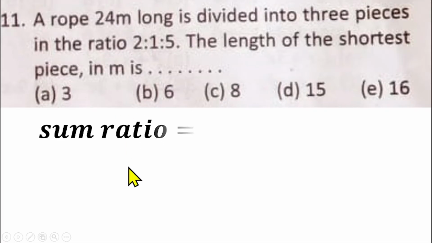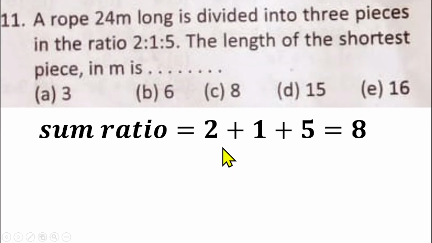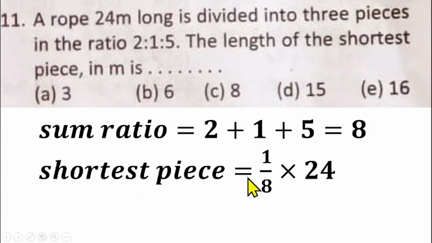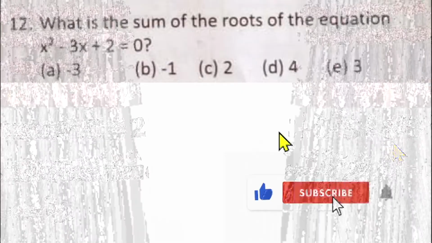The first thing to do is to add all the ratios together. That will be 2 plus 1 plus 5, which gives us 8. The shortest piece will have the smallest ratio here, which is 1. So the shortest piece will be its ratio, 1 over the total ratio, multiplied by the length of the rope, which is 24. So 8 into 24 will give us 3. So the length of the shortest rope is going to be 3 meters, which is option A for question number 11.